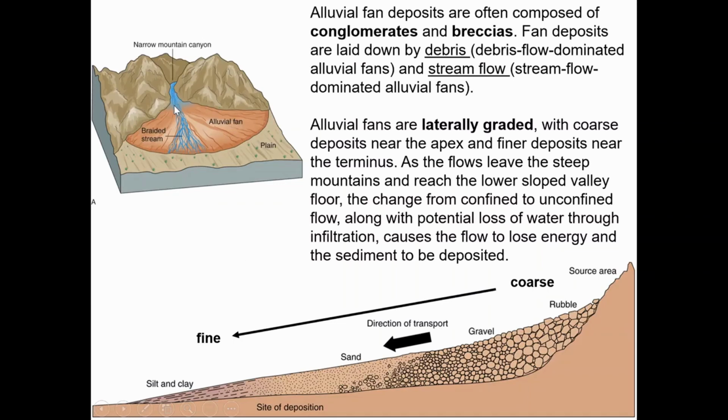Because the energy is decreasing from the very top of this fan, which is called the apex, to the distal area of the fan, if you draw a cross section from the apex to the distal part of the fan, we can see a transition from coarse sediments to fine sediments. This is due to the transportation energy decreasing from the mountain further into this open area.